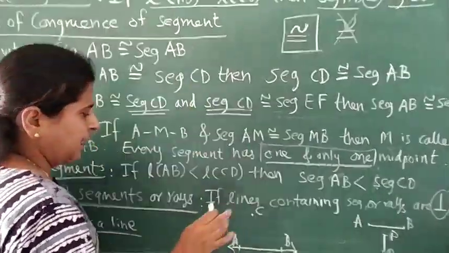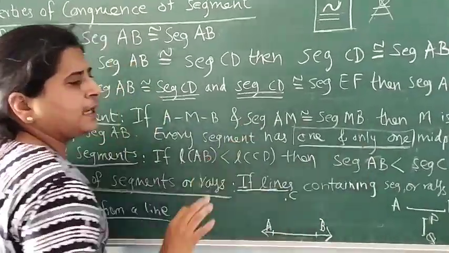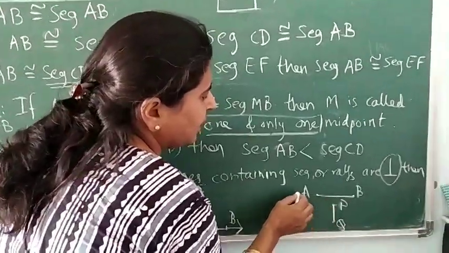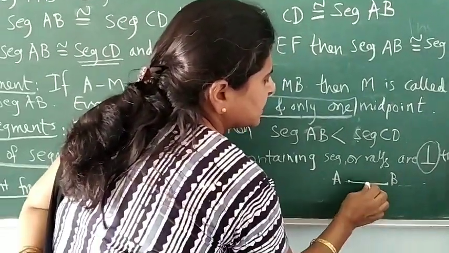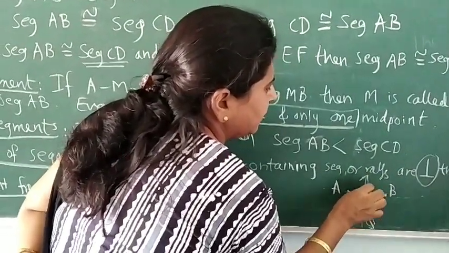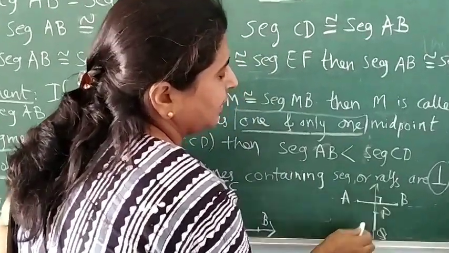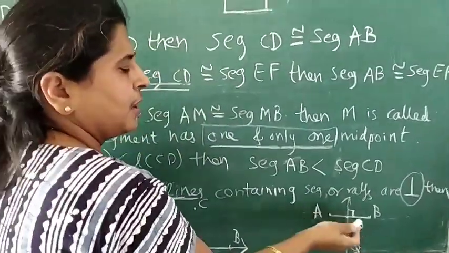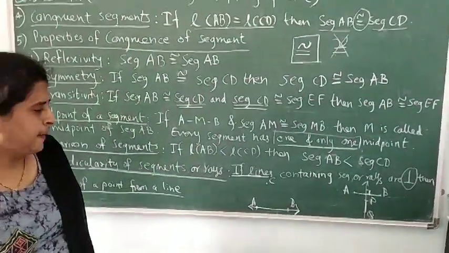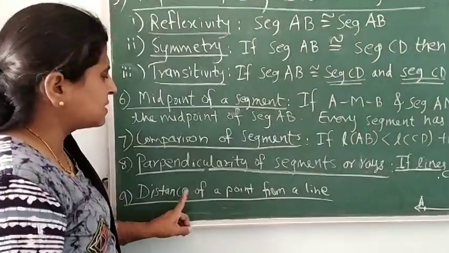But no, our definition is what? If the lines containing the segment and ray are perpendicular. Means if we extend this line. Now here I don't think we should extend the line AB. If I extend this PQ line, and this PQ line is meeting this segment AB here at a right angle, with the symbol of right angle, then these two segments, or we say rays, are perpendicular to each other.